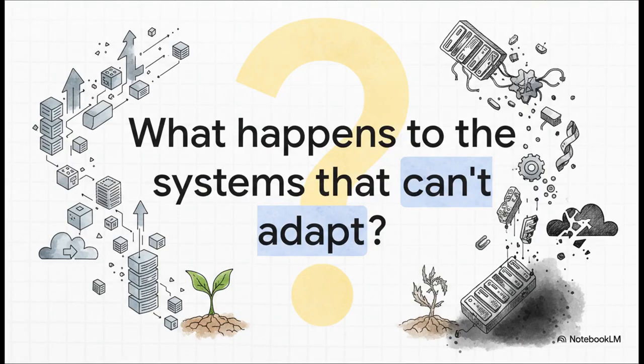So, we'll leave you with this one last thought. These principles we've talked about, they aren't just a trend anymore. They are rapidly becoming the new standard for how we build modern, reliable software. Which leads to a pretty critical question for the future. What happens to the systems and the businesses that can't adapt?